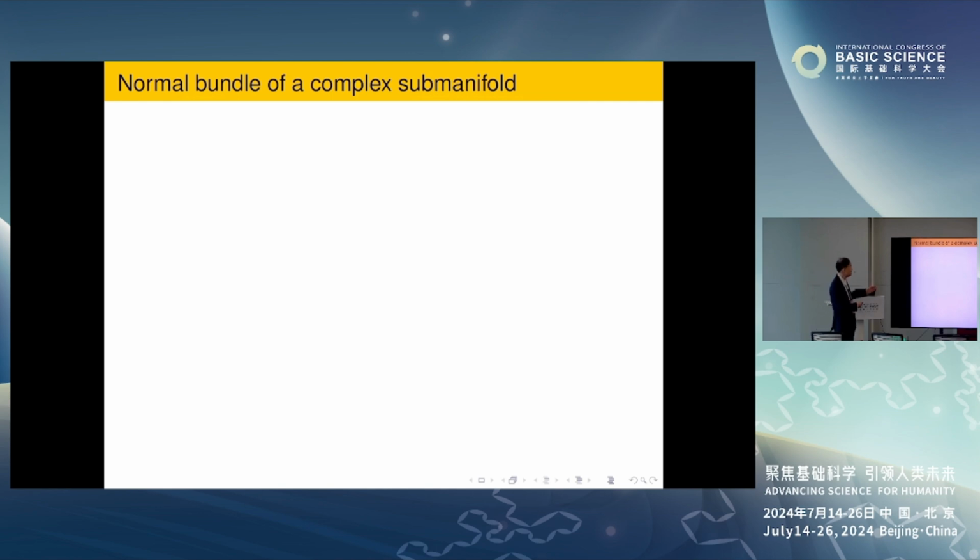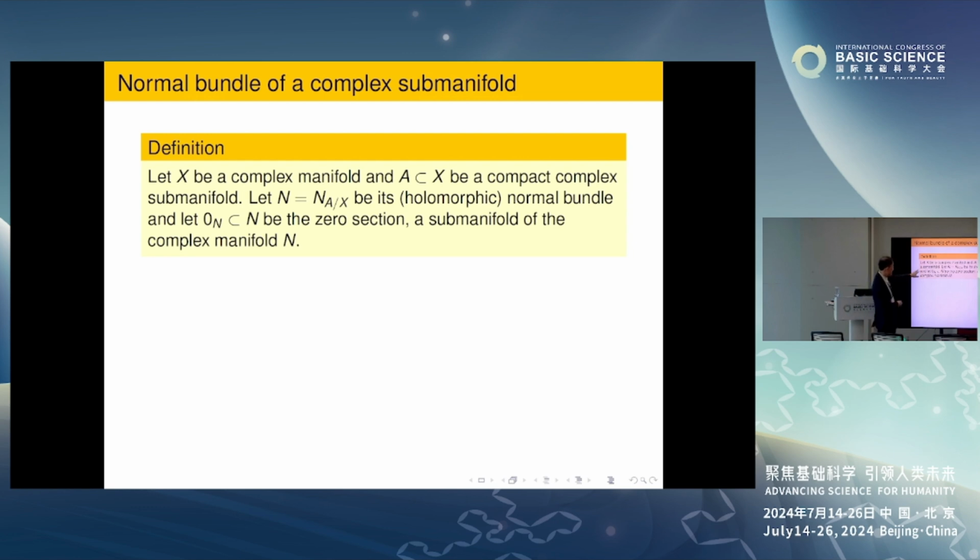The setting is a complex manifold X and a complex submanifold A. And we consider the holomorphic normal bundle. I'll denote by O_N the zero section of the normal bundle, and we regard it as a submanifold of the complex manifold. I regard N as a complex manifold and this zero section as a compact complex submanifold. So you have two compact complex submanifolds, A in X and O_N in N.